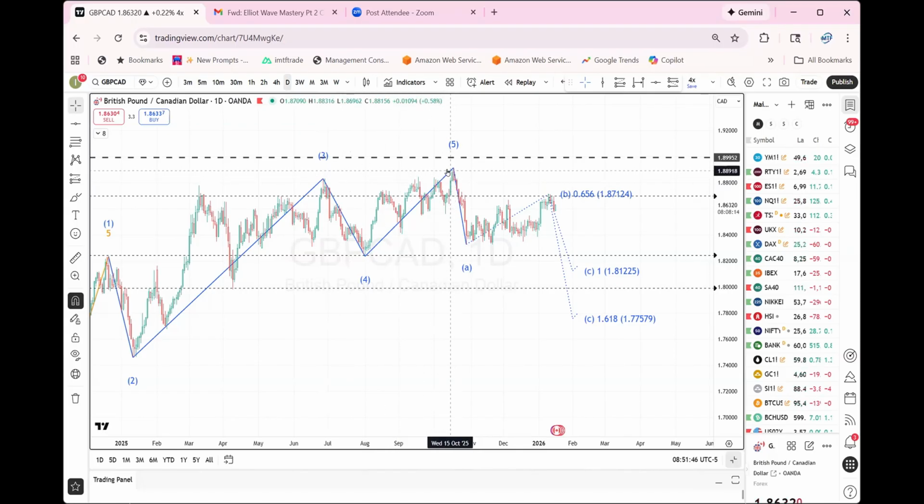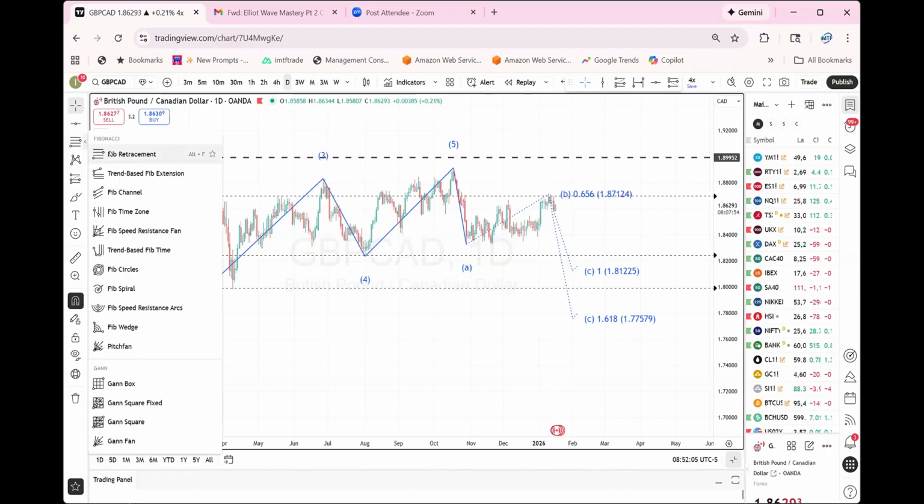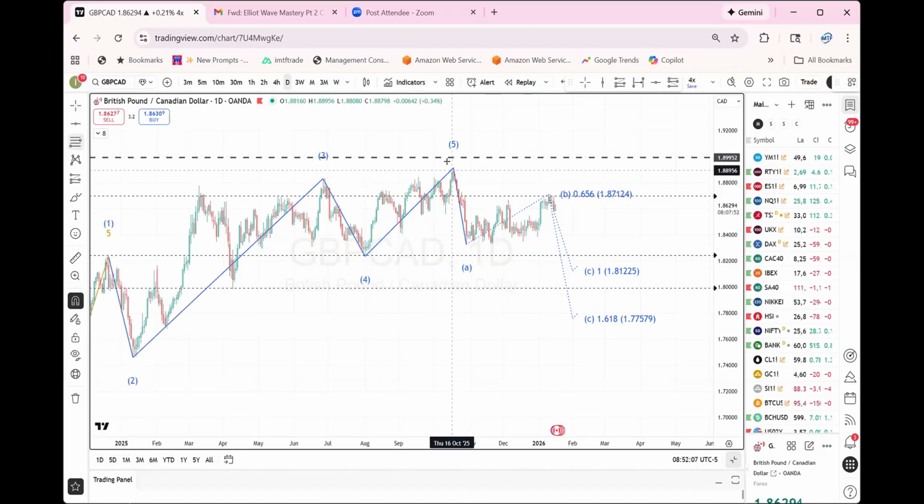So now I'm looking at this here. It comes down, okay? And when it comes down here, I don't want it to break where the four pattern is. I want it to fall short. So it comes here. This is your one. This is your two. And you could draw your Elliott wave here, Fibonacci here.